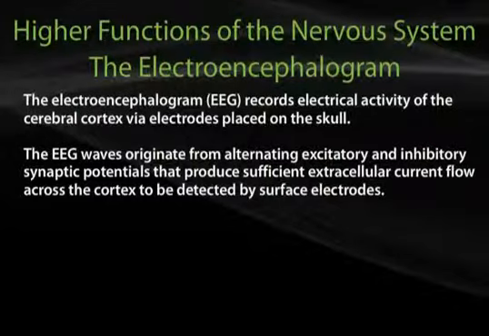electroencephalogram. The electroencephalogram, or EEG, records electrical activity of the cerebral cortex via electrodes placed on the surface of the skull. The EEG waves originate from alternating excitatory and inhibitory synaptic potentials that produce sufficient extracellular current flow across the cortex to be detected by surface electrodes.